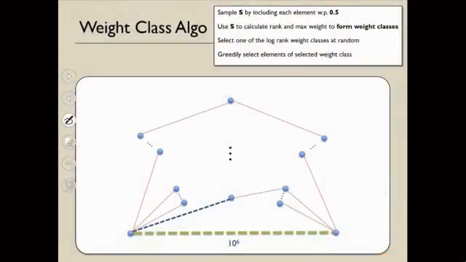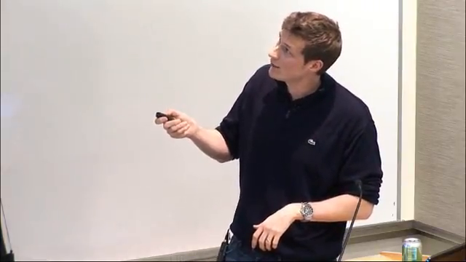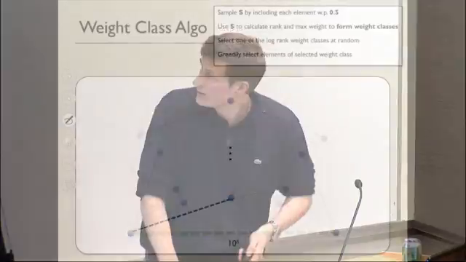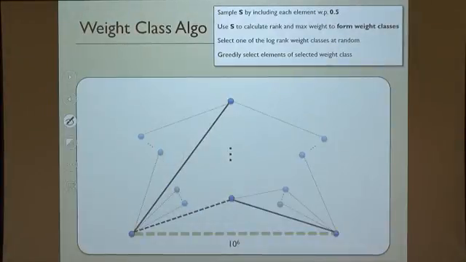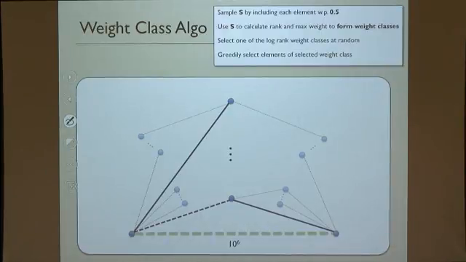Okay. So what is their argument? Sample S by including each element with probability 0.5. Then they use this sample to calculate the rank and the max weight. Okay, so that's the only thing they use from the sample, only to calculate the rank and the max weight. And then they form the weight classes. And then they select one of the log rank weight classes at random. And then they greedily select elements from this weight class. Okay, so here they use the matroid property that it's not important in which order you select the elements of a weight class. You will always get the maximum set of independent elements of that weight class. So in an example here, if we selected a blue weight class, we would take all the blue guys when they arrive, but we would not take anything else. Okay, and this is exactly 1 over log of the optimum.